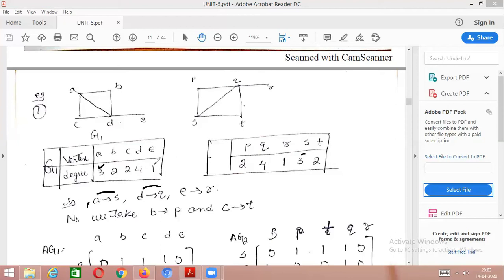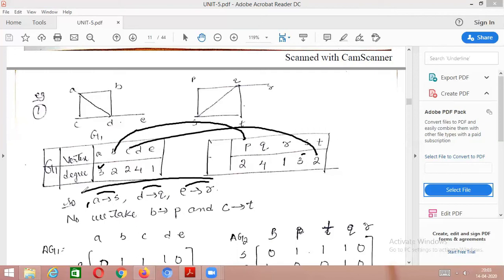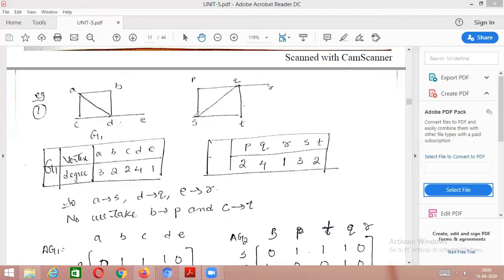It's like that. E has one edge, and next R has one edge, so E to R. For the remaining, B has degree 2, so B to P. Next, C to T. Like that, we are defining one function. This is your function: A to S, D to Q, E to R, B to P, C to T. Okay, so now we have to check whether the above properties are satisfied or not.